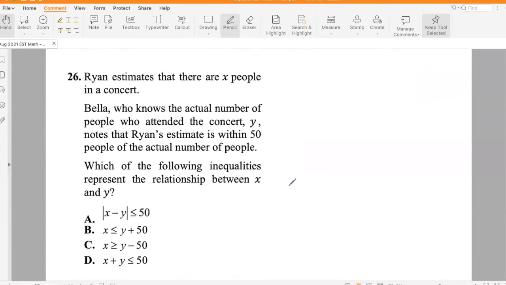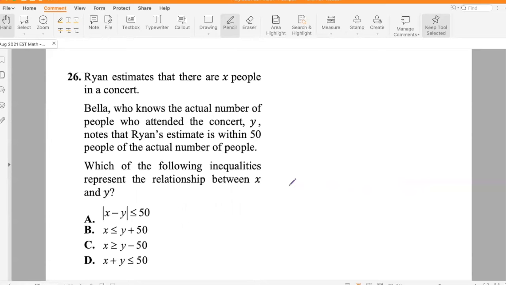Ryan estimates that there are X people in a concert. Bella, who knows the actual number of people who attended the concert, Y, notes that Ryan's estimate is within 50 people of the actual number of people. Which of the following inequalities represents the relationship between X and Y?